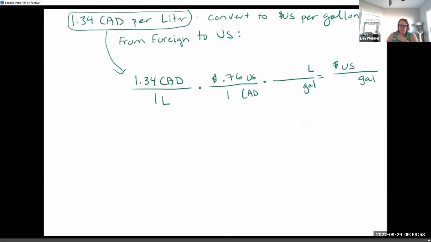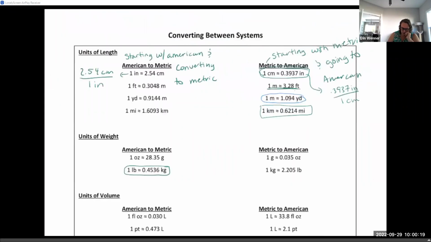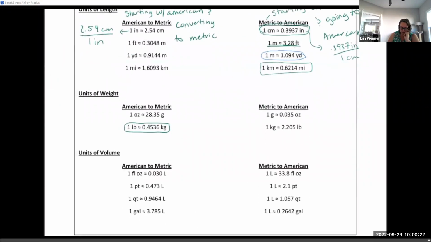For the second one, if we're looking at our other conversion sheet, let me pull that up so I have that available to us. Oh, I guess I can go back. We want to look at the relationship between gallons and liters. So I want 1 gallon in the denominator. Therefore, I'm going to be choosing this conversion factor right here that says 1 gallon is approximately equal to 3.785 liters.